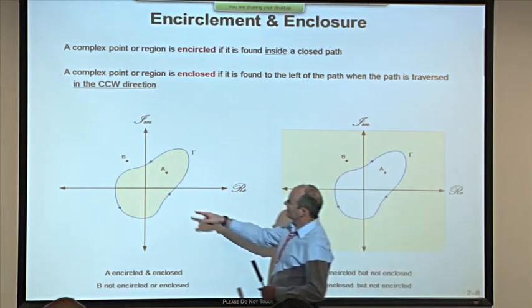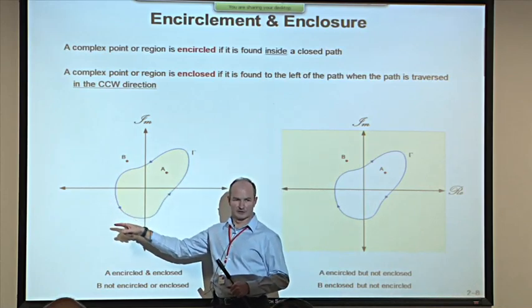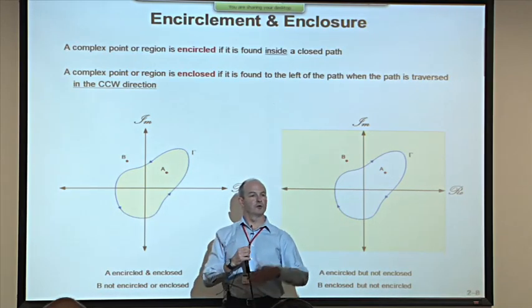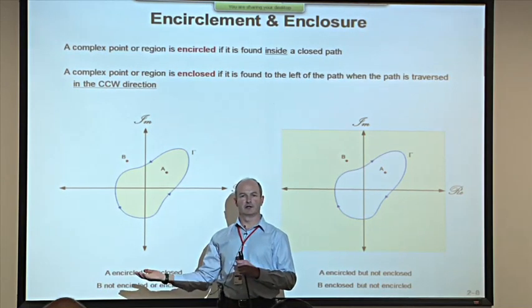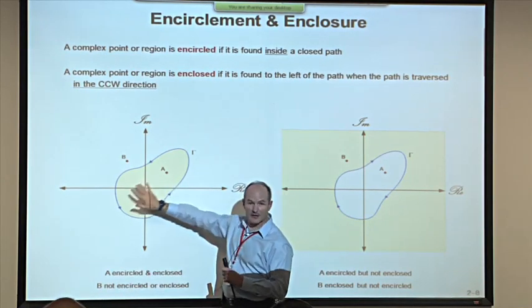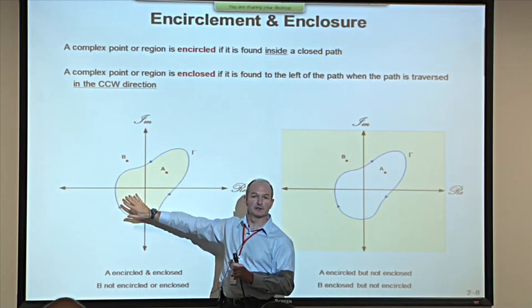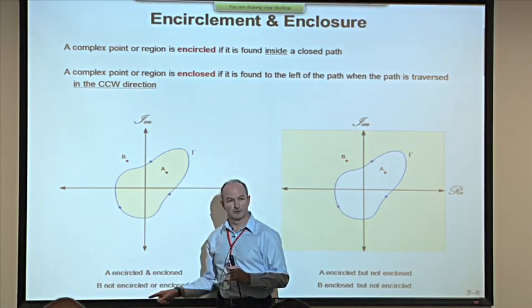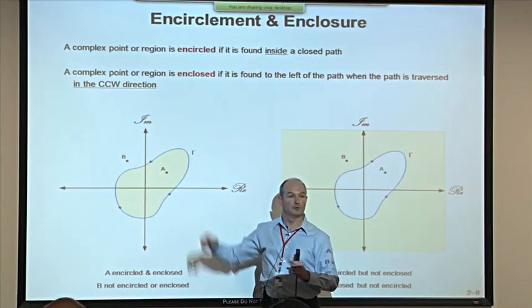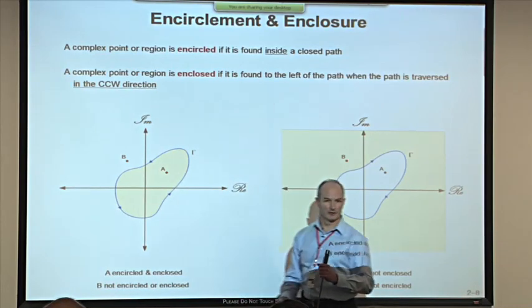If we go around this contour in the counterclockwise direction, as we move around it, all the points on our left are enclosed, all the points on our right are not enclosed. So this yellow shaded area represents an enclosed area. And in this context, A would be enclosed as well as encircled, and B would be neither enclosed nor encircled.